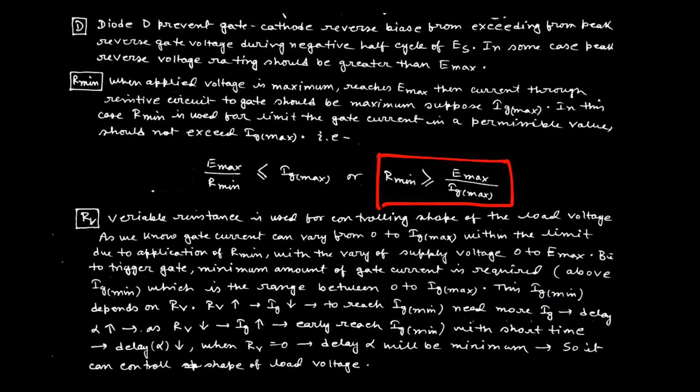That means if we can change the firing angle by proper tuning of this variable resistance, the output voltage can be varied, decreased or increased. That is why we can control the shape or width of the output voltage by using this variable resistance. That is a very important part of this resistive firing circuit: how we can control the output voltage by using RV, the variable resistance.